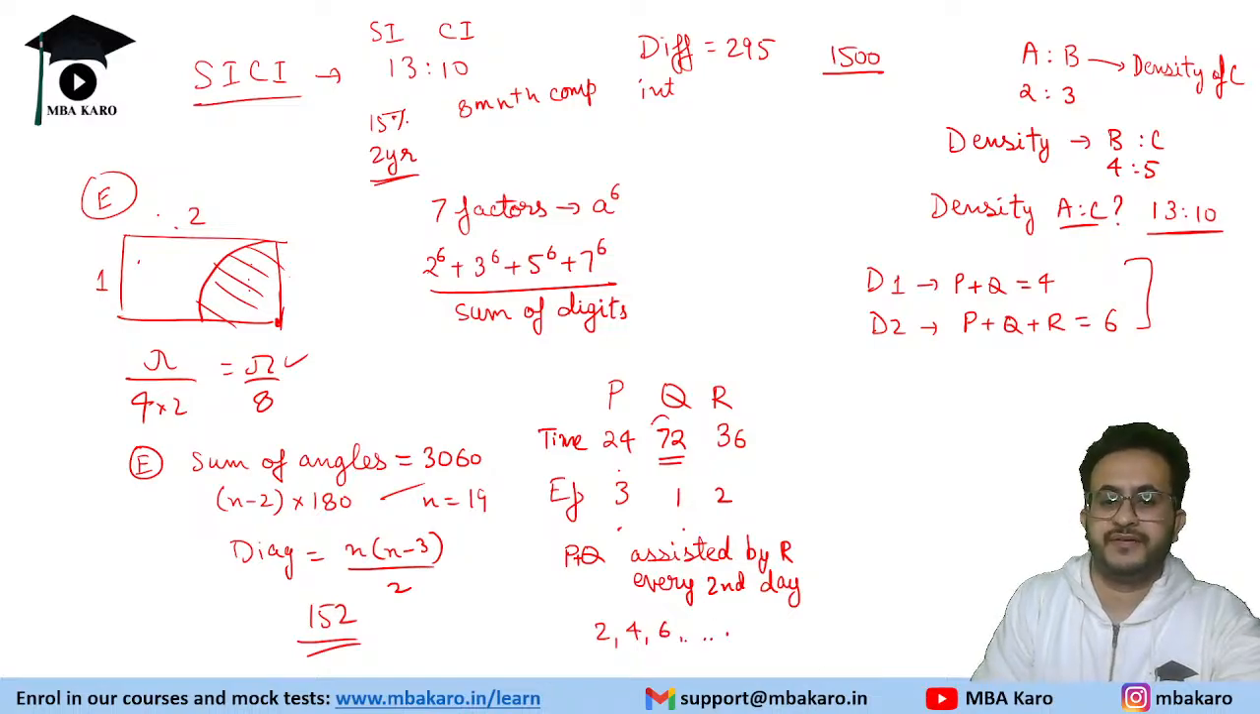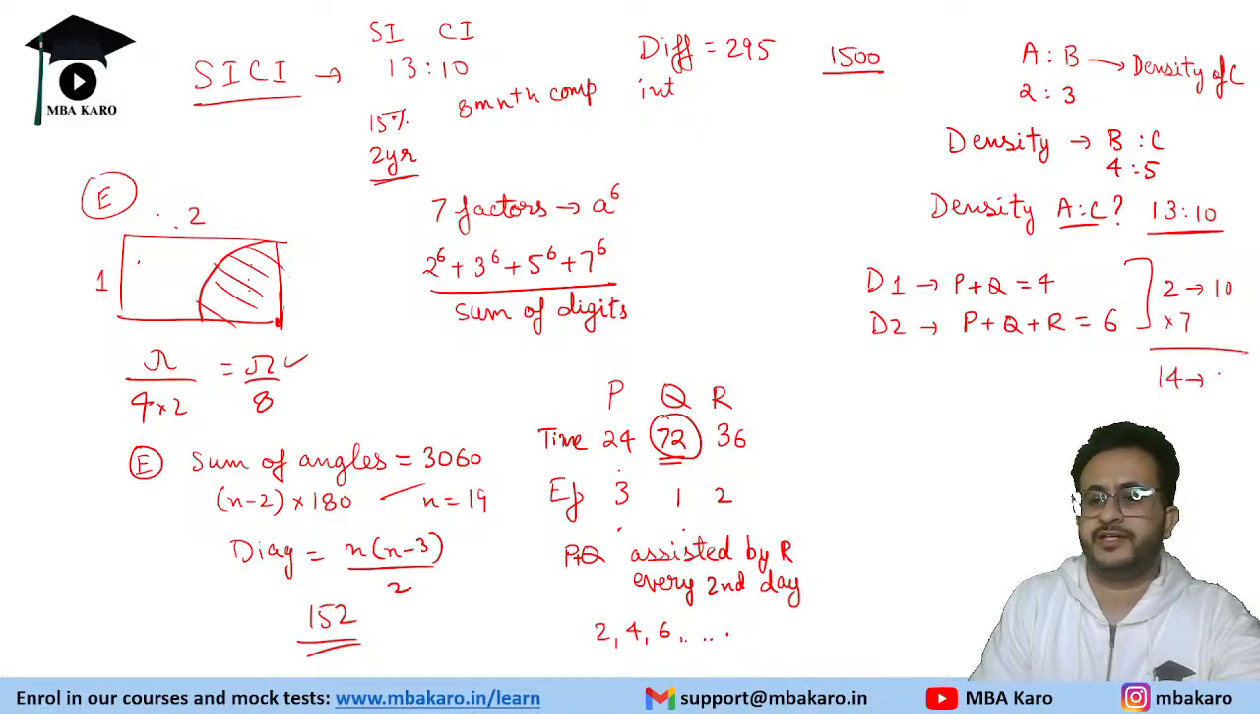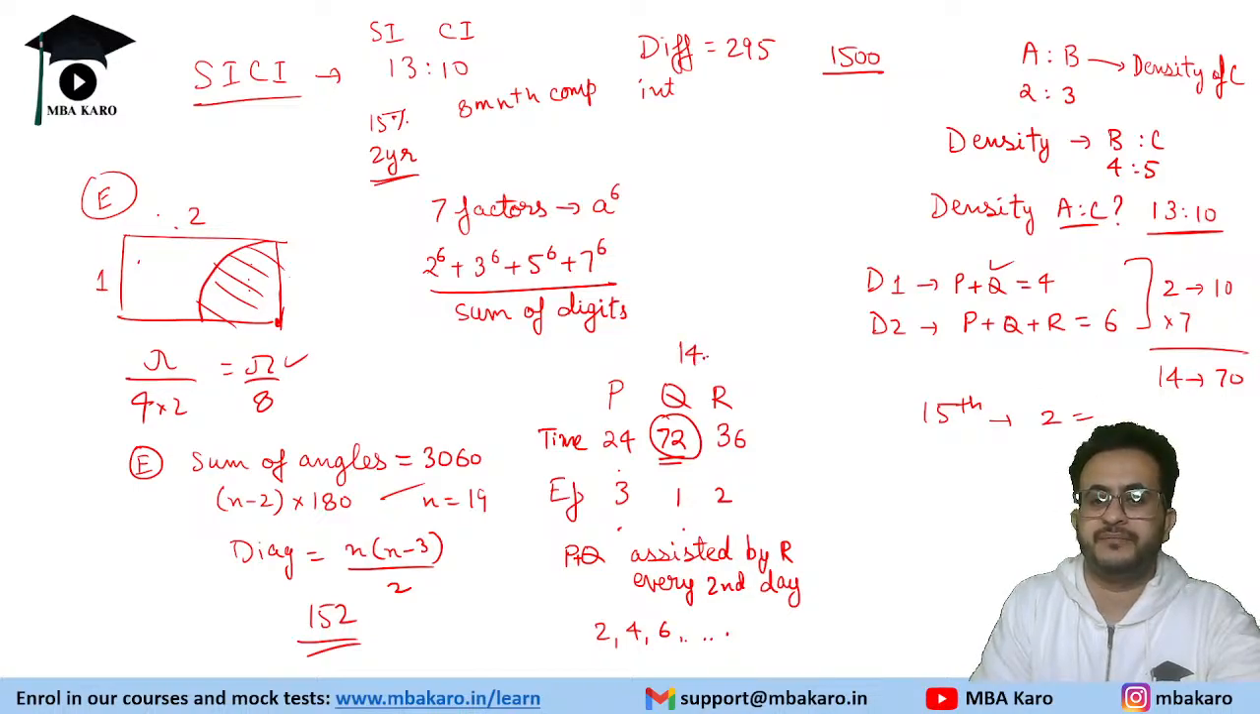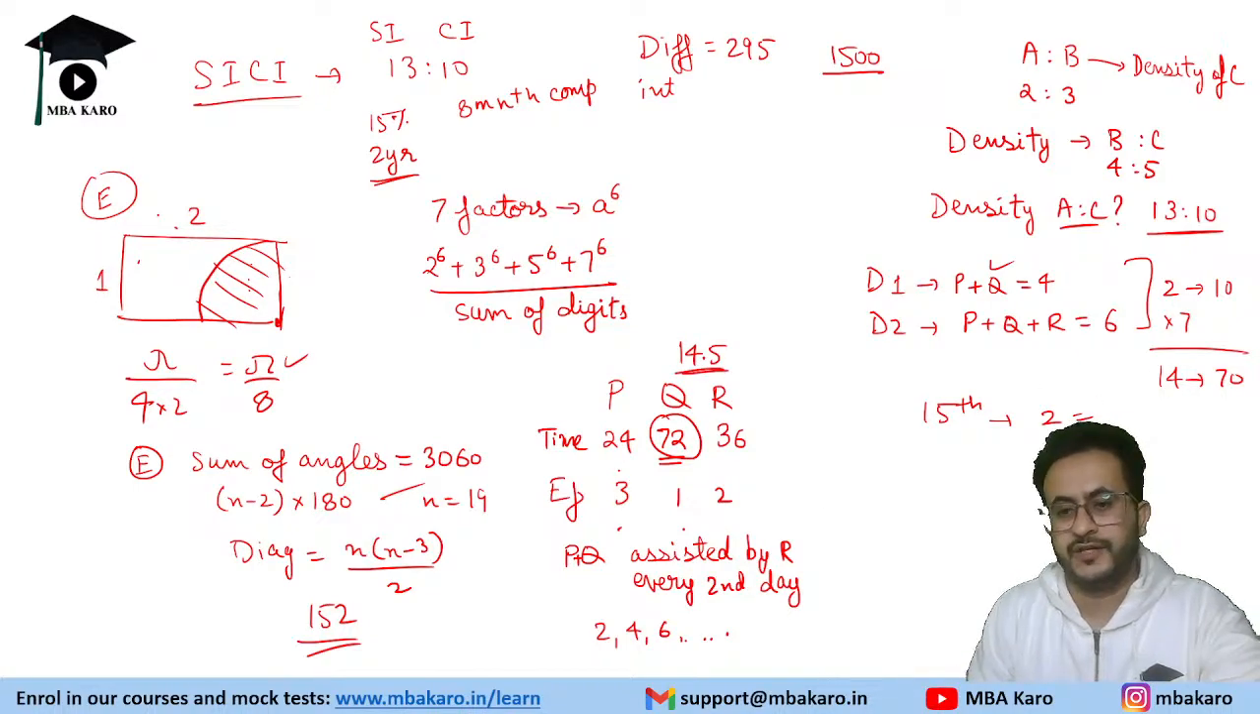So total work is 72, we took, right? In 2 days they will complete 10 units, so in 14 days they will complete 70 units. On the 15th day, exactly it is not 15, it is 14.5. On the 15th day, P and Q will work and complete the remaining units, they need 2 units, so 2 units will be done. The exact answer would be 14.5 days, but since that was not an option, you would choose the 15th day as the answer. So that was one of the questions on time and work.